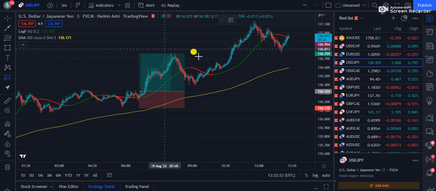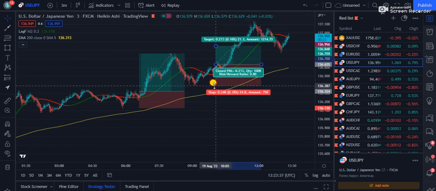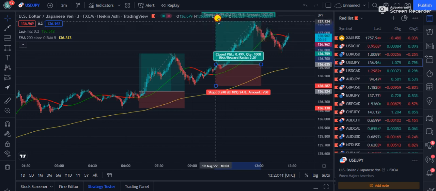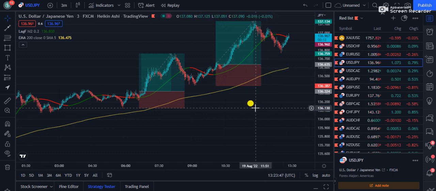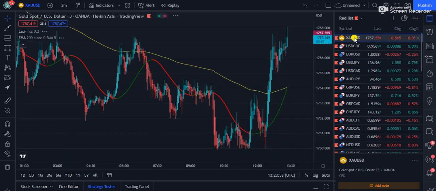Next we again have a buy signal on this candle. We will set up a stop loss at the previous low of the market, and then you can see we were able to catch again a risk reward ratio of 2 from a simple trade. So this is how you will be using this indicator. This indicator is very special. You can also use it on gold.